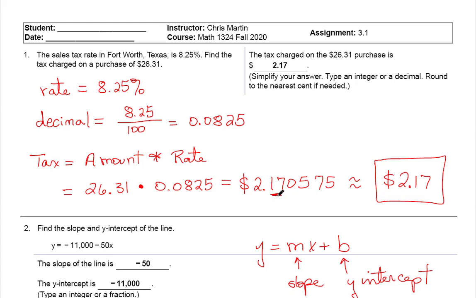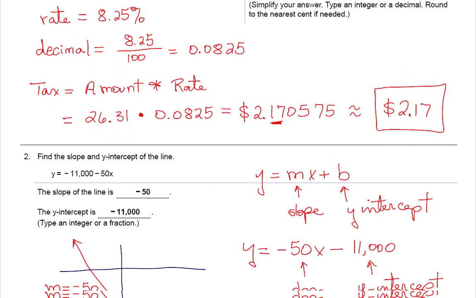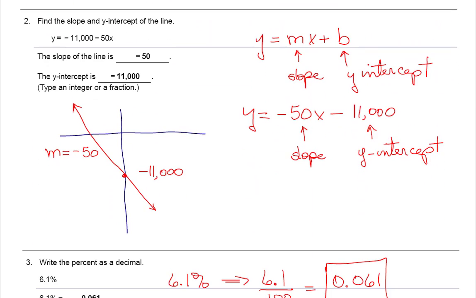2.170575. But we want to round this to the nearest cent. And so 2 decimal places, the thing after the 7 is a 0, so I drop that off. So the amount of tax to be charged is $2.17.